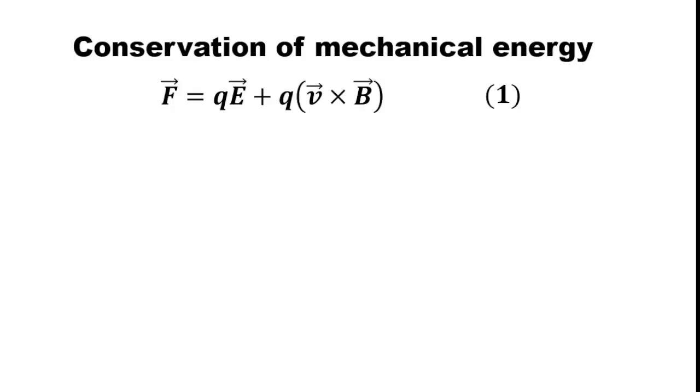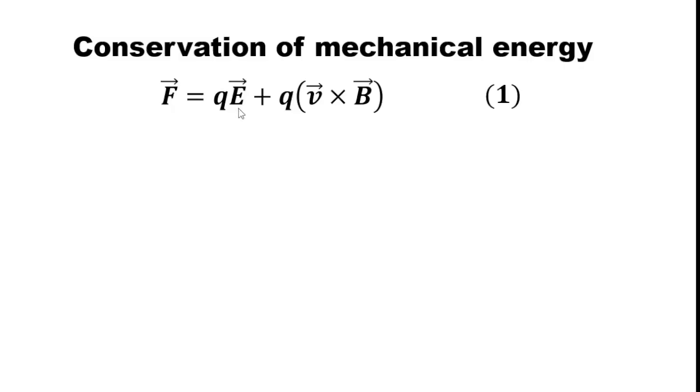The Lorentz force is basically the sum of two forces. One of them is the electrical force, and the electrical force is equal to the product of the magnitude of the charge times the electric field, and the other one is the magnetic force. It is equal to Q times the cross product of the velocity and magnetic field vectors.